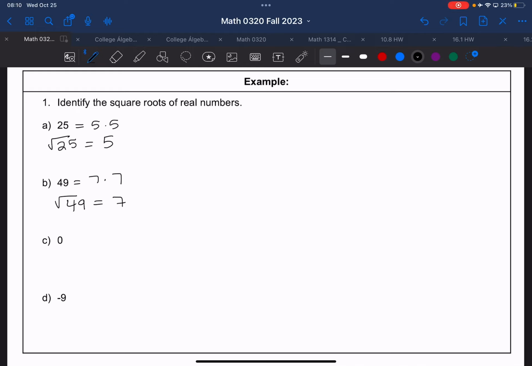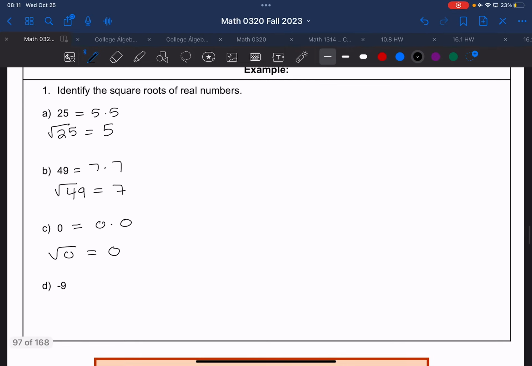What about 0? Remember, we're doing the multiplication part first. So 0 is the same as saying 0 times 0. And so the square root of 0 is 0. As far as our course is concerned, involving 0, the only time it's undefined is when it's in the denominator, pretty much? Correct. And that's going to be all cases.